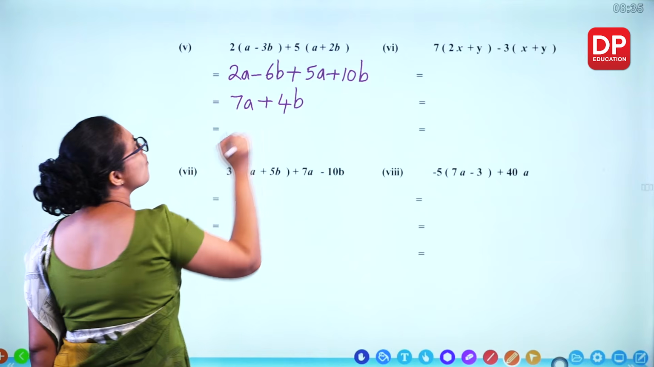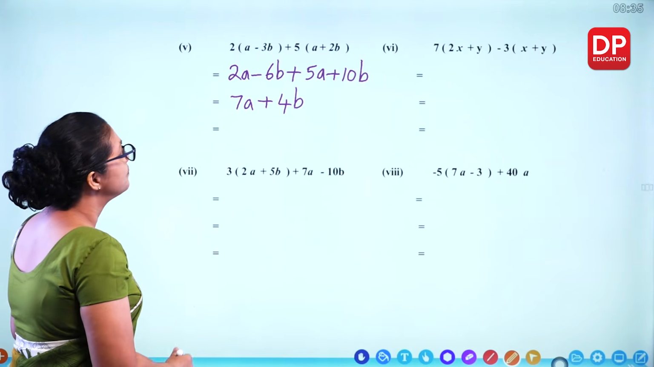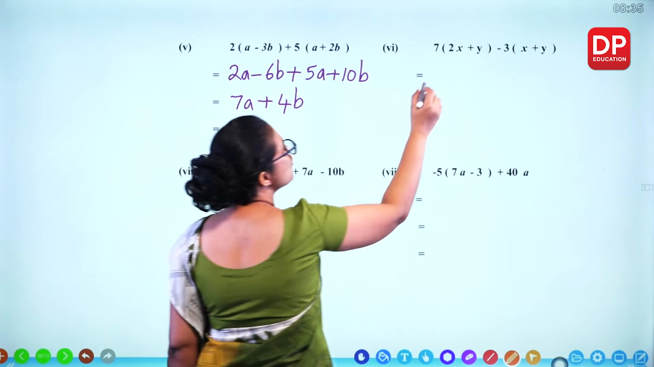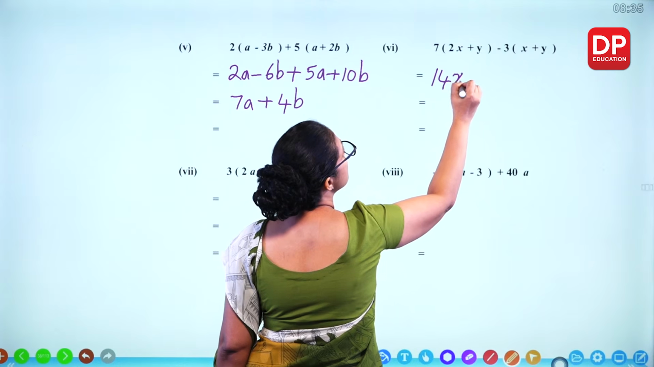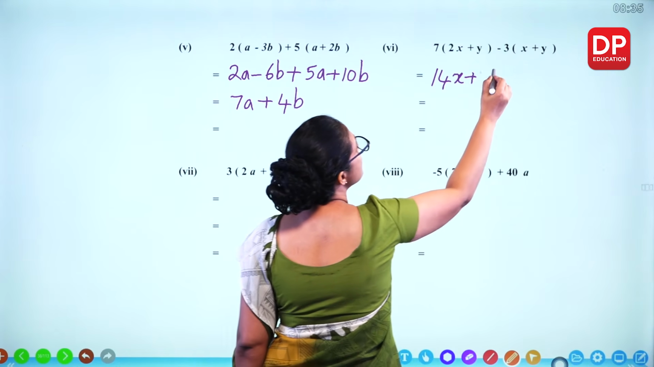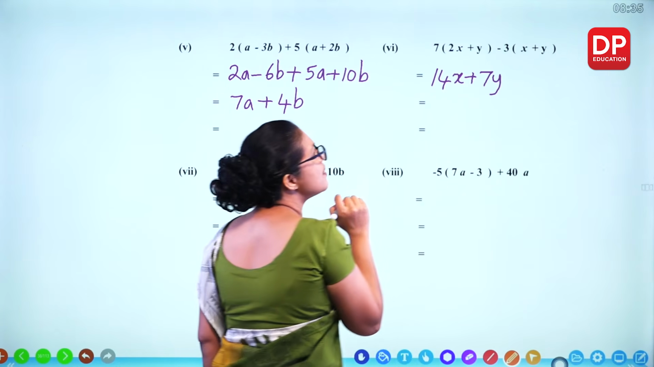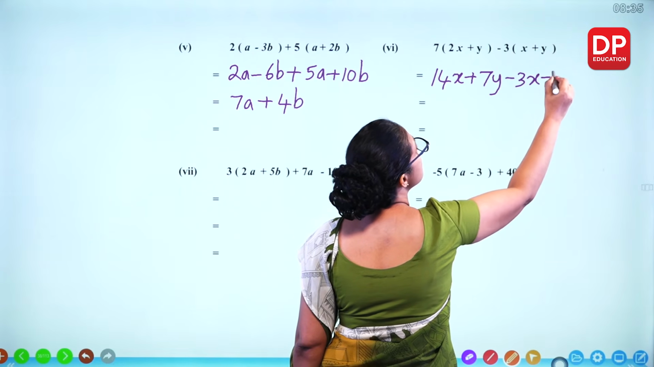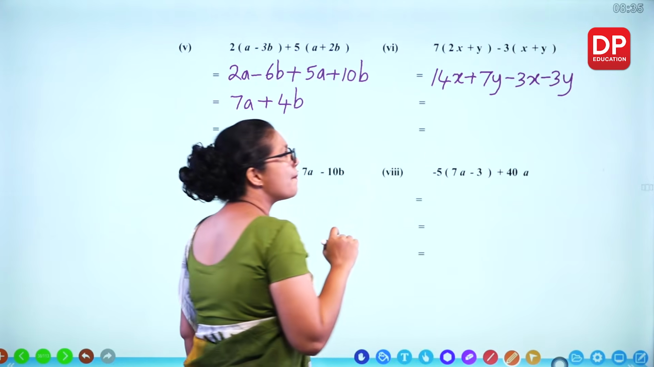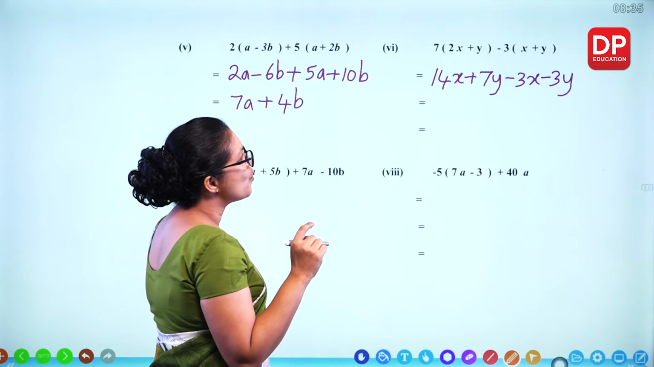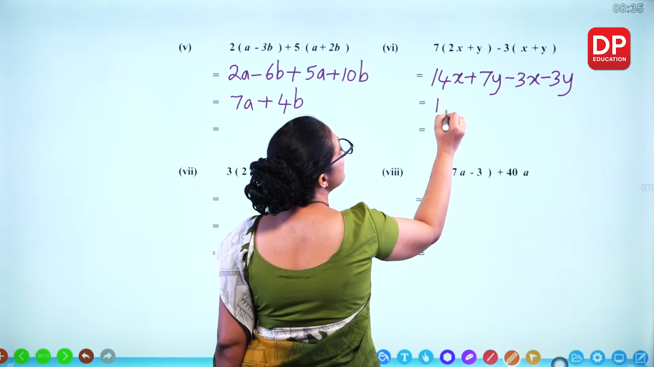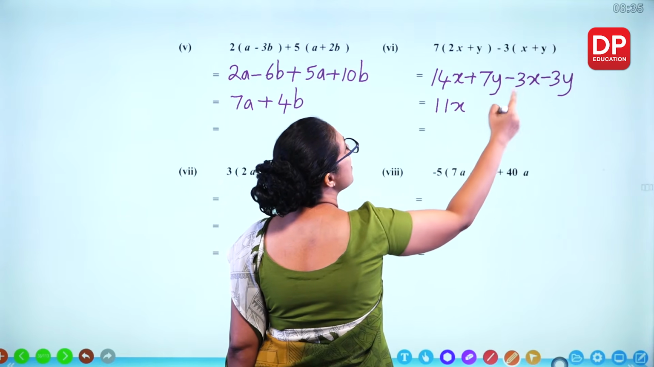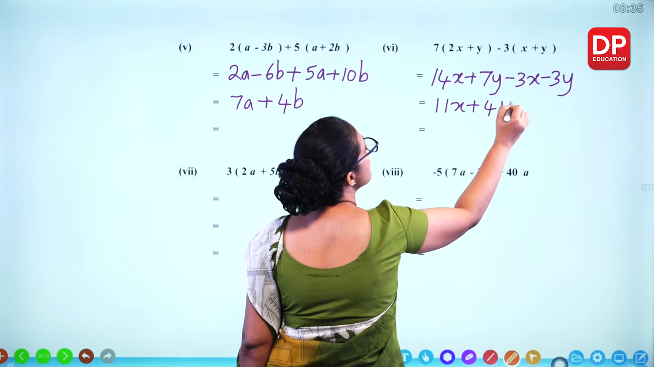Plus 4b. This one, 7 times 2, 14x. 7 times y, 7y. This one, 3 times x, minus 3x, and minus 3y. Add the like terms. 14 minus 3, 11x. 7 minus 3, plus 4y.